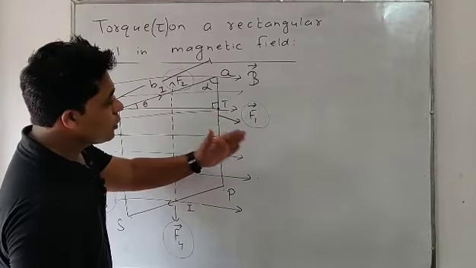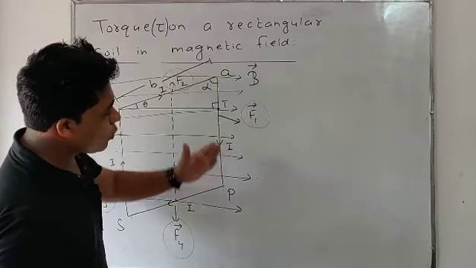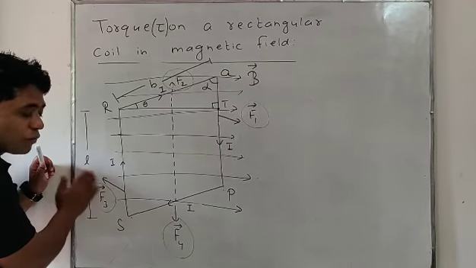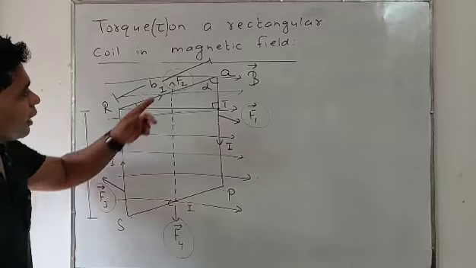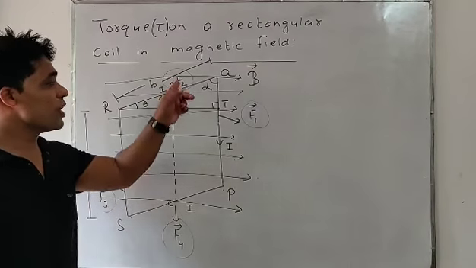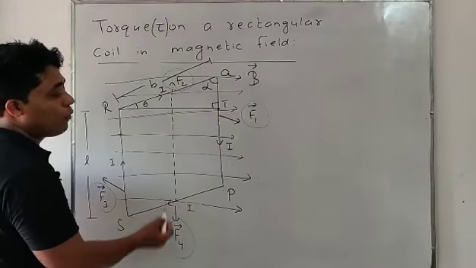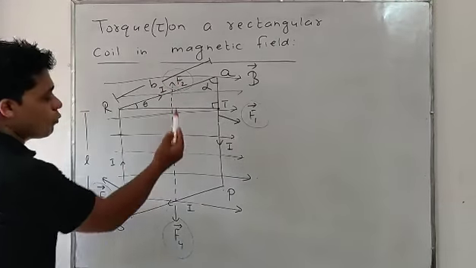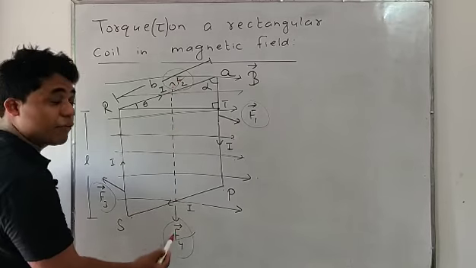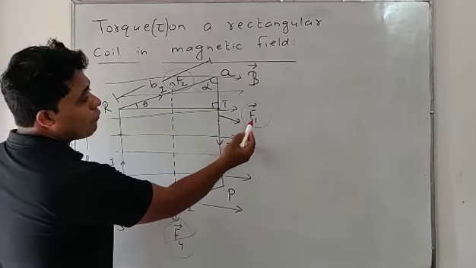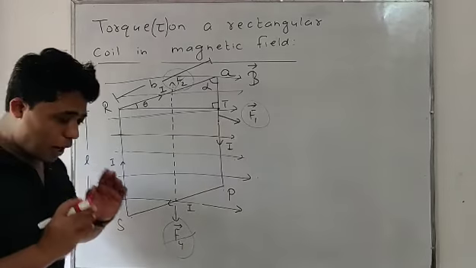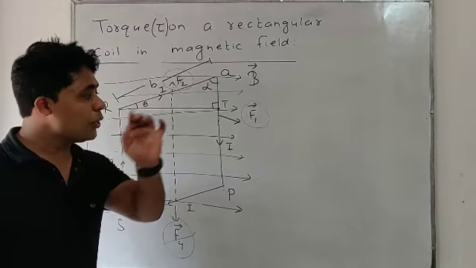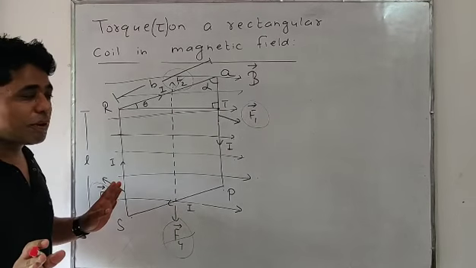And it is upwards. So on side PQ, the force will act in upward direction, and similarly on RS, the force will act in downward direction. F2 and F4 cancel each other because they are equal and opposite. We found the directions of all the forces by Fleming's left hand rule. Actually F1 and F3 are equal and opposite but do not act on the same line. The action points of F1 and F3 are not on the same line.